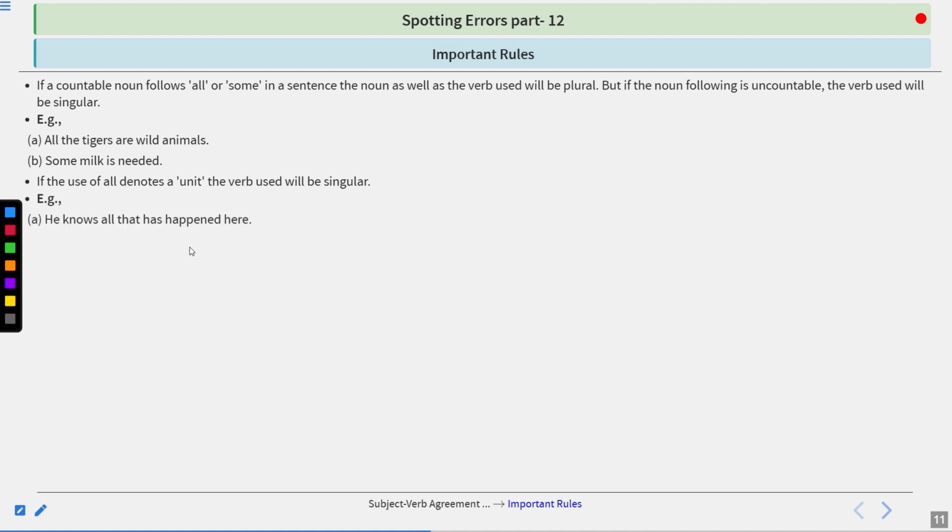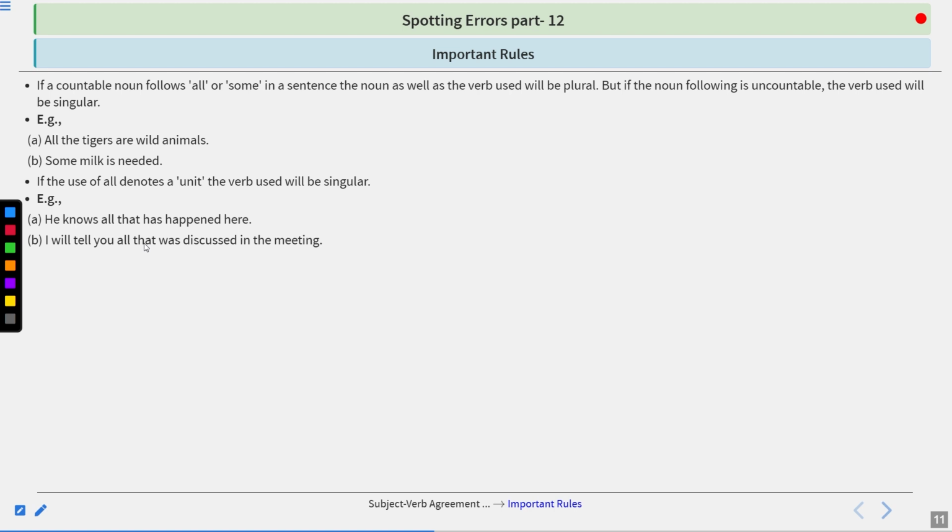He knows all that has happened here. So he knows what? All that has happened here. So here we will use a singular verb. I will tell you all that was discussed in the meeting. So here again we will use a singular verb because that here is a relative pronoun, and it is relating all to the verb we have used here, has.